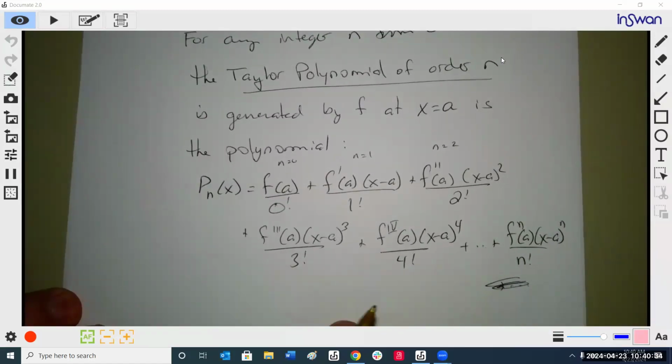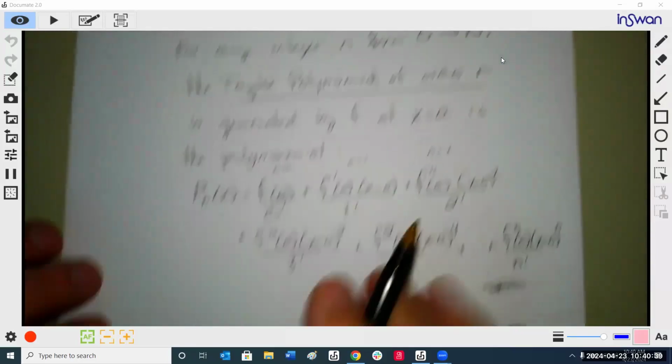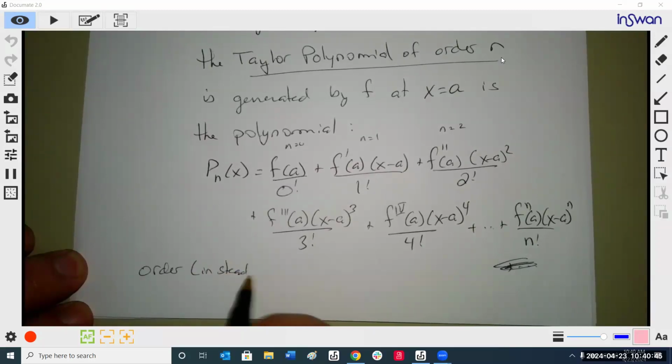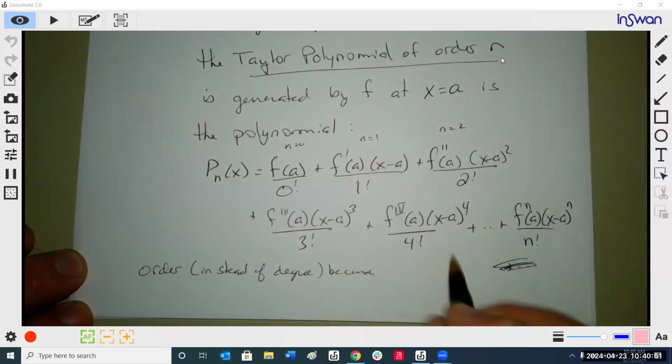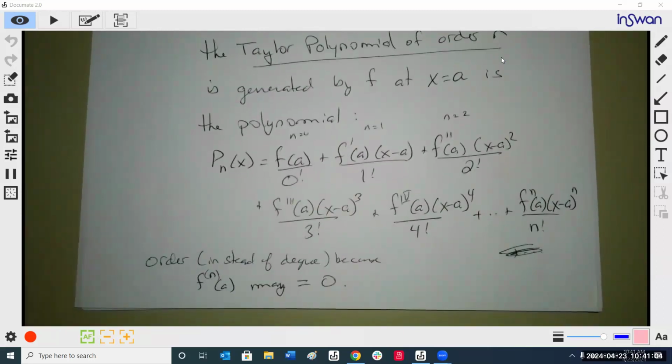Now, as I said over here, we use the word order instead of degree because our function's nth derivative may be 0.